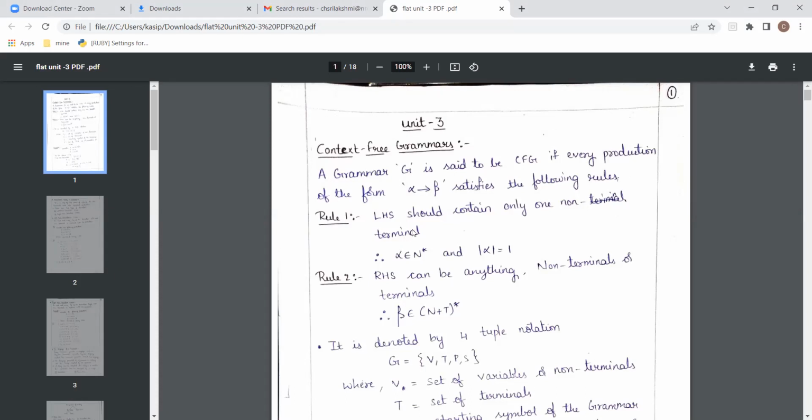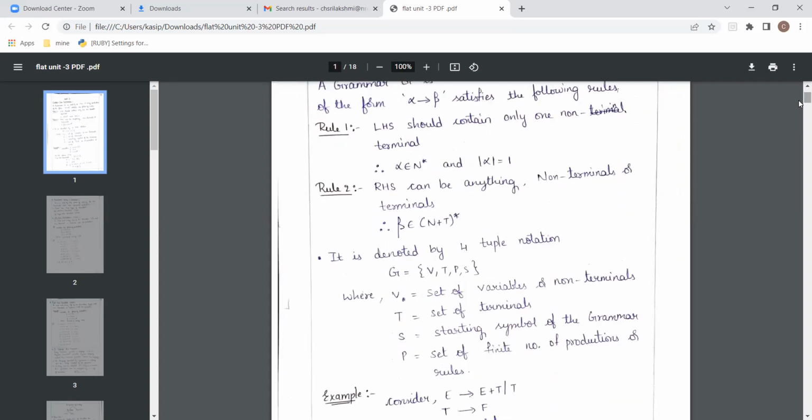So the first rule in this is LHS only contains non-terminals. RHS can contain anything, that may be the non-terminals and the terminals. Here this context-free grammar is denoted by the symbol G. So let us take the context-free grammar is G, and it contains 4 tuple notations. As I already told you, in the finite automata you have the 5 tuples, whereas coming to the context-free grammars, you will have the 4 tuples. What are those 4 tuples? V, T, P, and S.